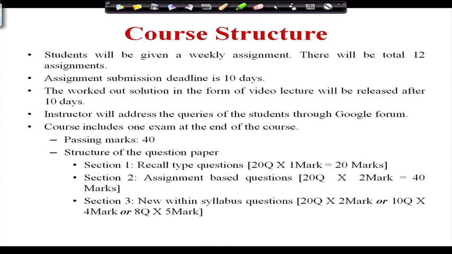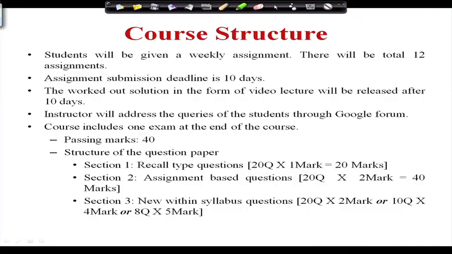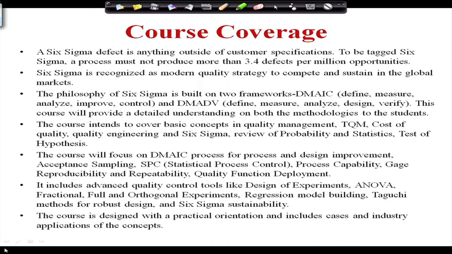Tentatively, the structure of the question paper would be: section 1, some recall type questions, 20 questions, each one of 1 mark. Section 2, assignment based questions, 20 questions, each of 2 marks. And section 3, new within syllabus questions, and that could be 20 questions of 2 marks, or 10 questions of 4 marks, or 8 questions of 5 marks.